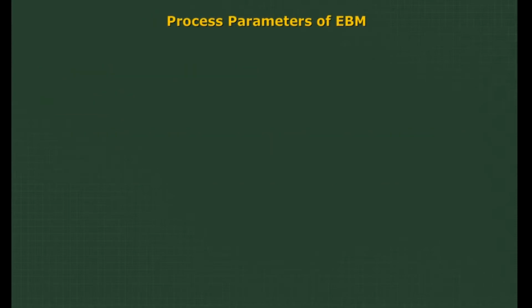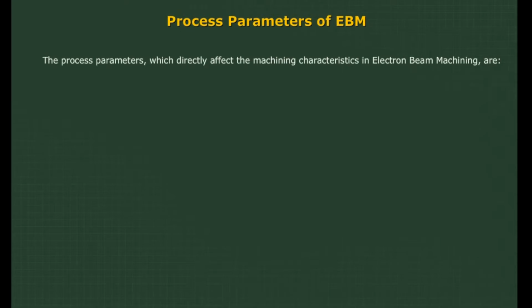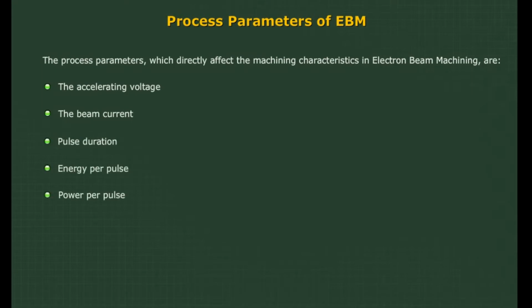Process parameters of EBM. The process parameters which directly affect the machining characteristics in electron beam machining are the accelerating voltage, the beam current, pulse duration, energy per pulse, power per pulse, lens current, spot size, and power density.